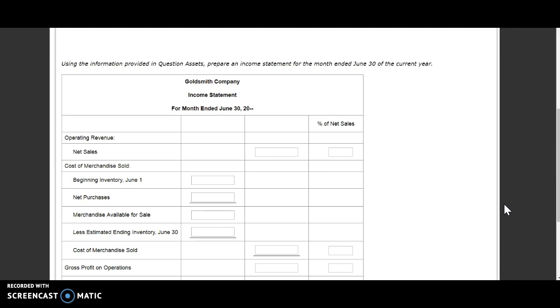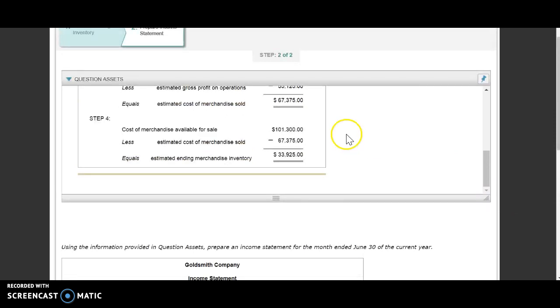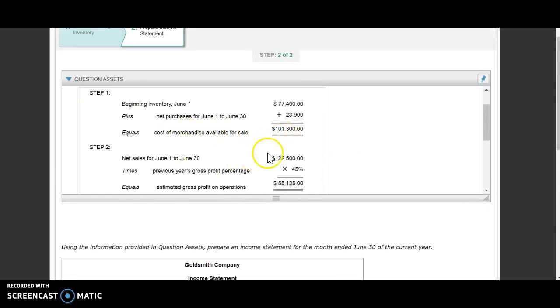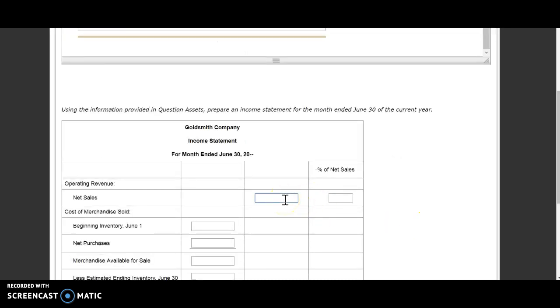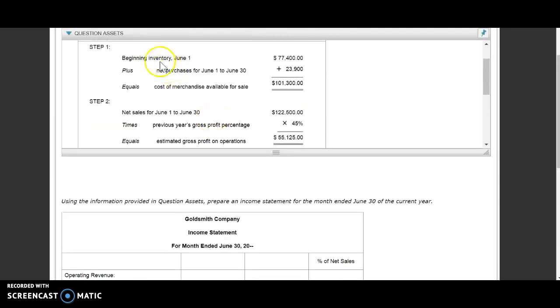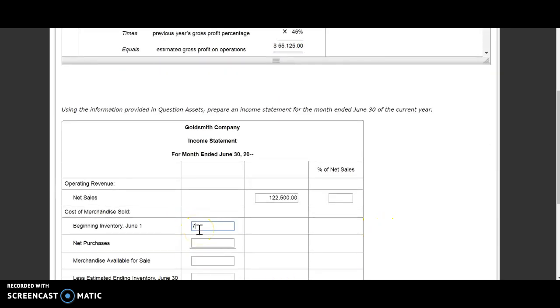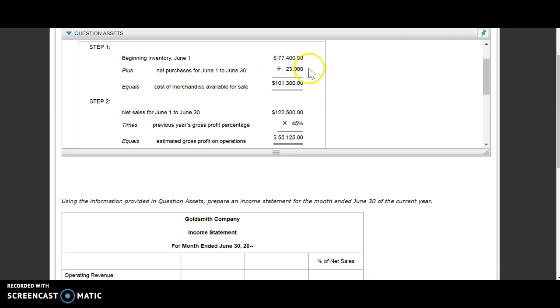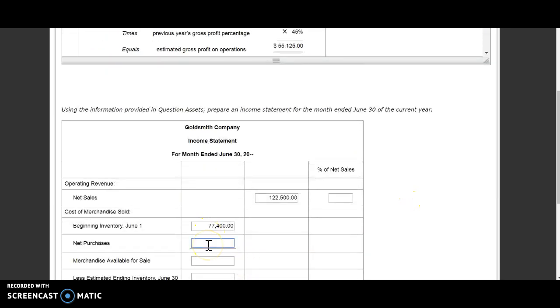Okay, so our first thing is we need to put in our net sales. So we're going to get our numbers from up here. We're going to look at what our net sales was. Here it says net sales for June 1st through the June 30th. So we're going to put in 122,500. Okay, then we're going to put in our beginning inventory. So if we look in step one, it shows us our beginning inventory was 77,400. We're going to add to that our net purchases. That's going to be step one, so 23,900.